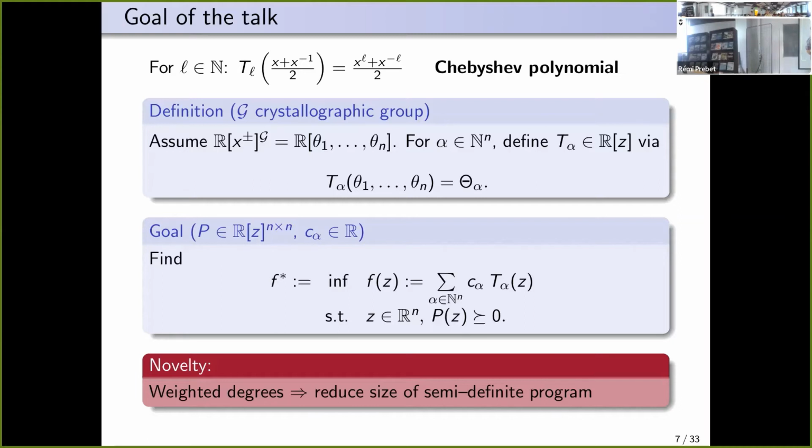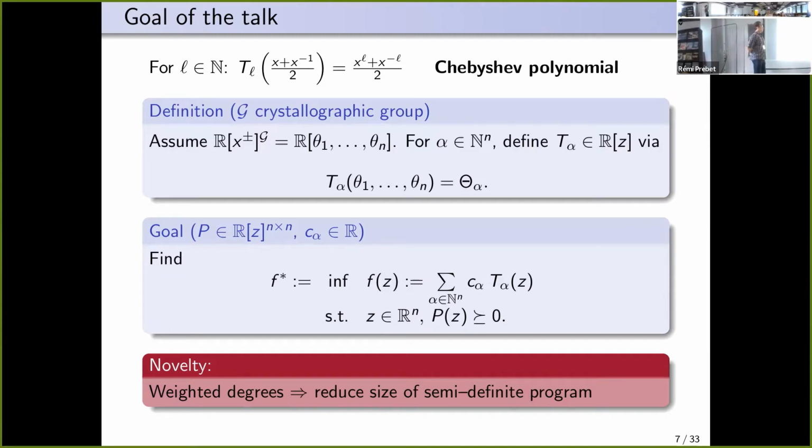T_L is a univariate polynomial, not a Laurent polynomial, and you define it via this property right here. As I said before, every polynomial that is invariant under inversion of this x can be written as such a polynomial, and it can be written uniquely. So this is a well-defined definition in the spirit of these multiplicative actions. And you can generalize this with these crystallographic groups to a multivariate setting.